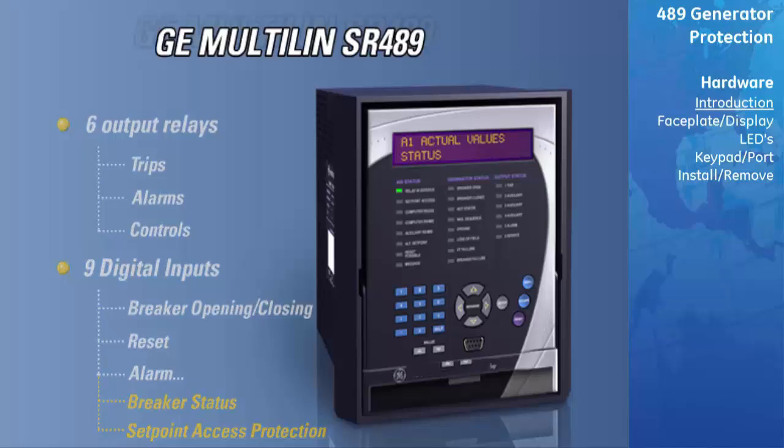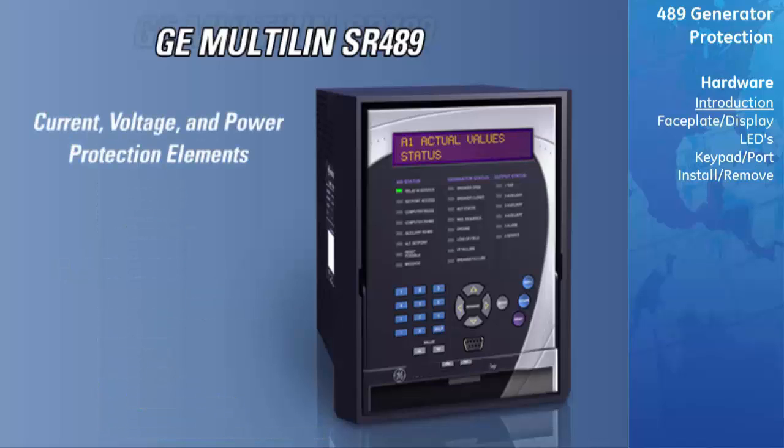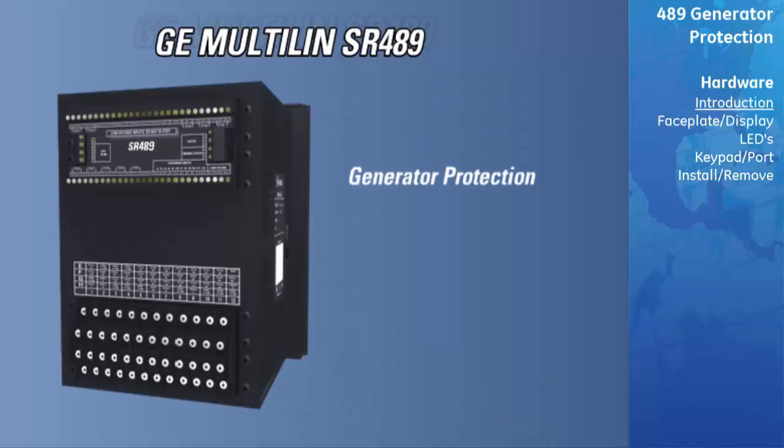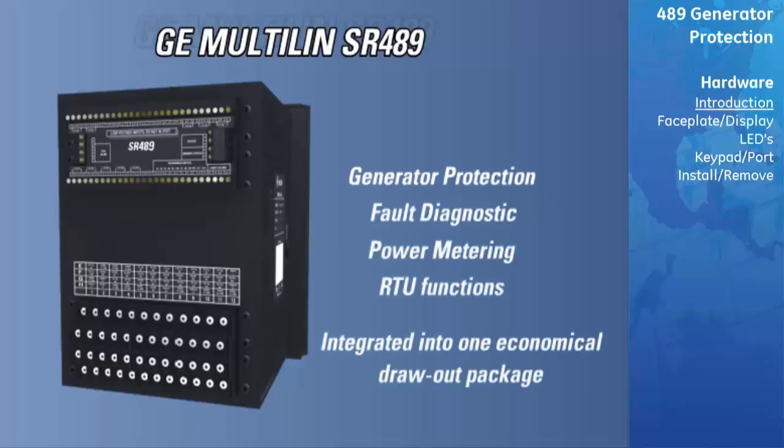The 489 includes current, voltage, and power protection elements, including overcurrent, differential, and overpower elements. In addition to the 13 standard ANSI, IEC, and IAC inverse curves, the 489 offers a custom flex curve that can be specifically designed for custom overcurrent protection. Generator protection, fault diagnostics, power metering, and RTU functions are integrated into one economical drawout package.